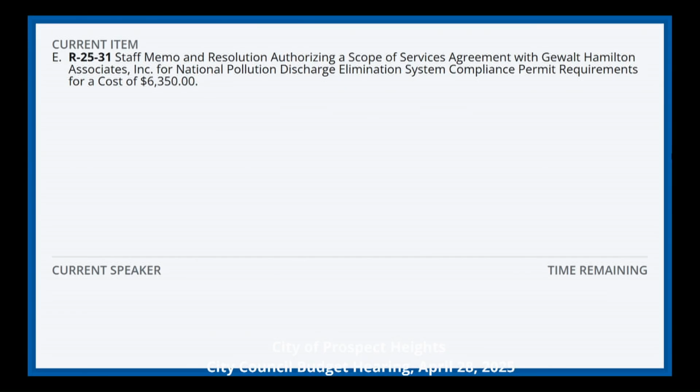Item E, Resolution R2531, staff memo and resolution authorizing a scope of service agreement with DeWalt Hamilton Associates Incorporated for National Pollutant Discharge Elimination System compliance permit requirements for a cost of $6,350. We need a motion, subject to attorney review. So moved, Anderson. Second. We have a motion and a second. Any questions? Roll call, please.